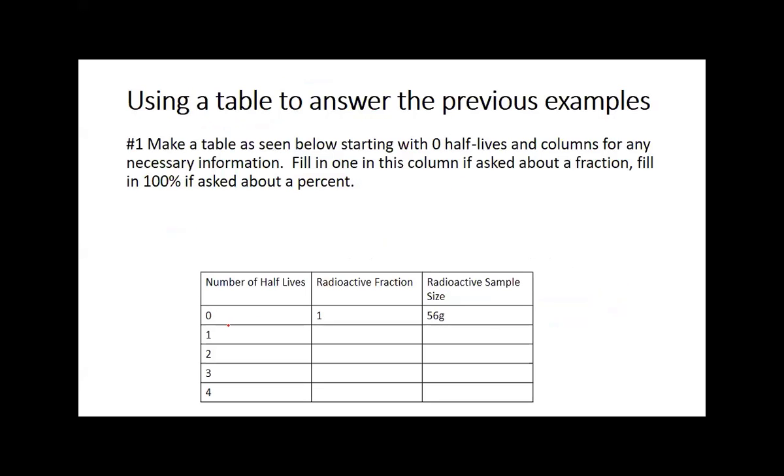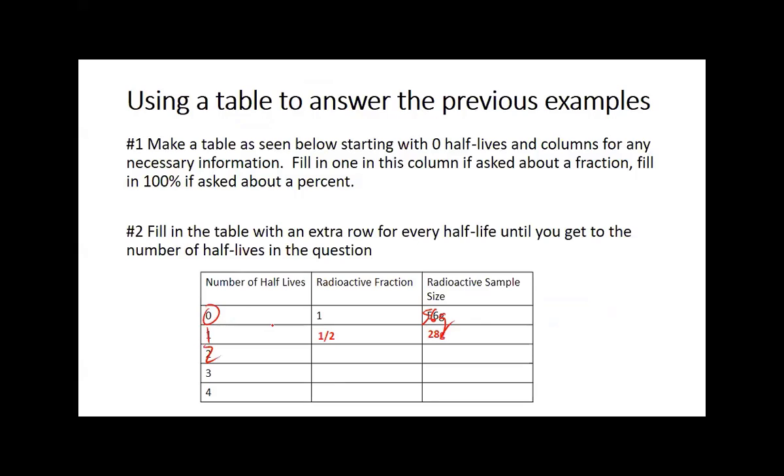Okay, and then I just want to show you a table. If I was trying to figure this out using a table, all I would do is after 0 half-lives, I'd put the 56 grams in, and I'd just go 1, I'd cut it in half, 2, cut it in half, and keep on going every single time. And if I was asked for radioactive fraction, I would just put the 1 over 16 in the calculator, got the decimal. So that's how you do it with a table.